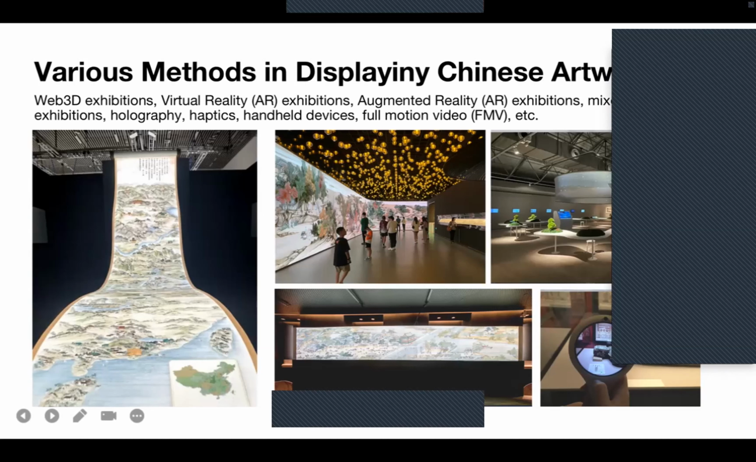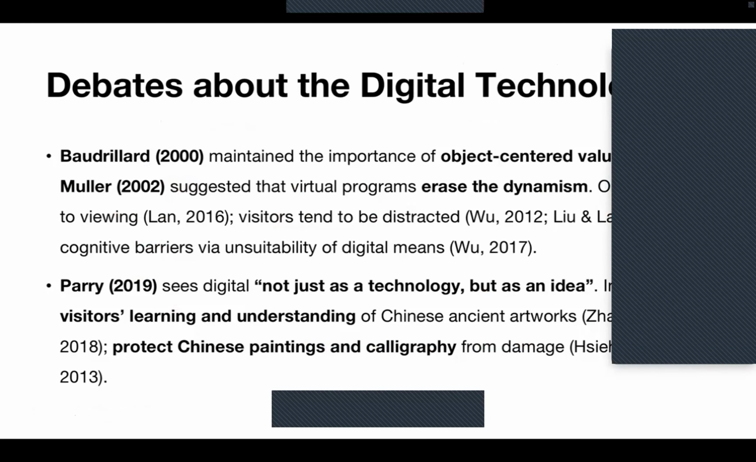Actually, digital technology has become a common method of display in museums and is also widely used in the presentation and creation of Chinese art. So here are some examples you can see. And debates about the use of digital technologies in displaying Chinese art are ongoing. Some scholars worry it may hinder appreciation and lead to cognitive barriers, while others believe that it can enhance the experience and also protect the artworks from damage in displays.